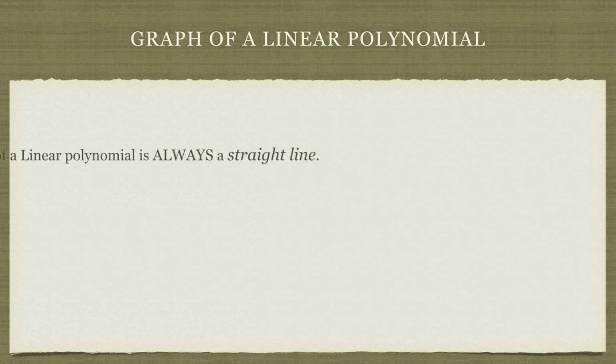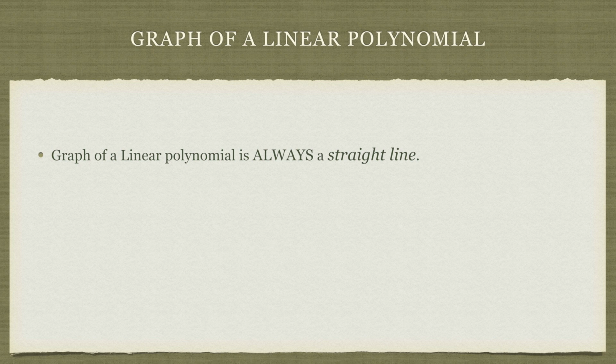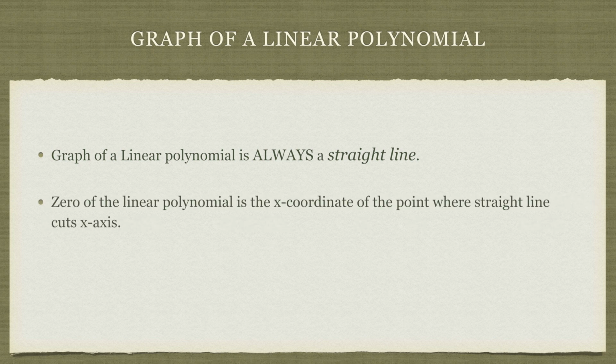So quickly recall, the graph of a linear polynomial is always going to be a straight line. And secondly, the 0 of the linear polynomial is going to be the x-coordinate of the point where the straight line intersects or cuts the x-axis.